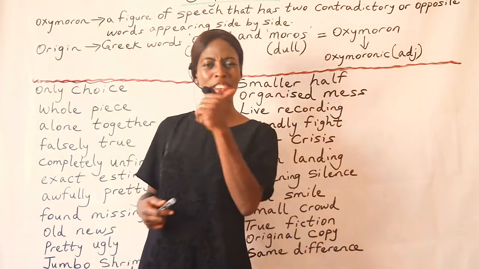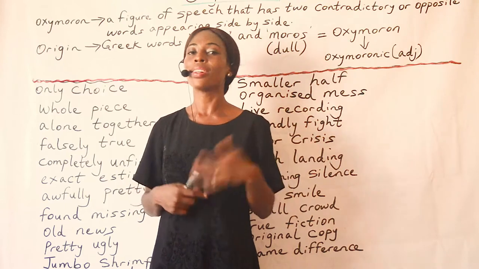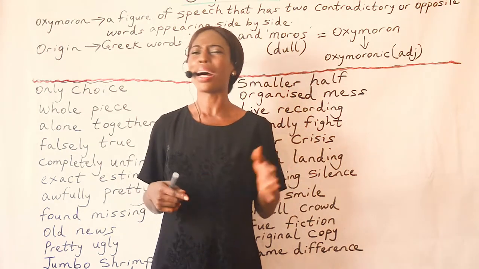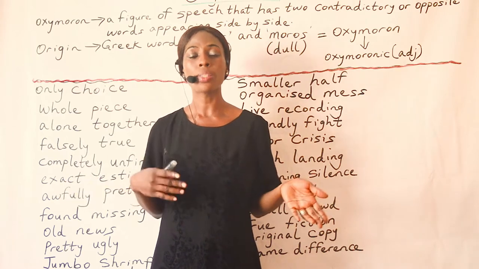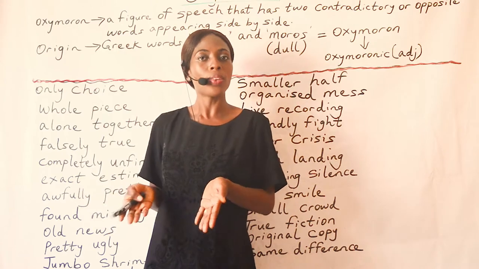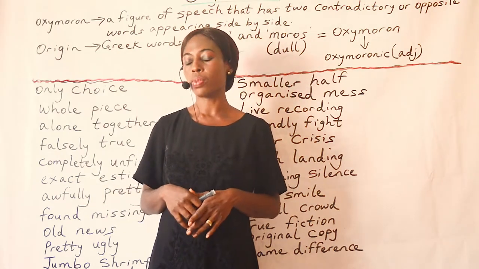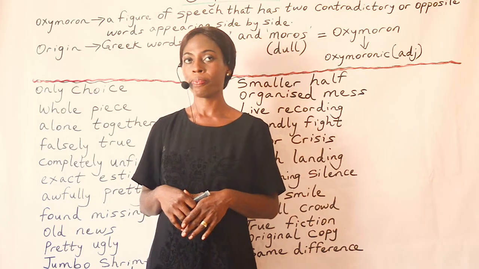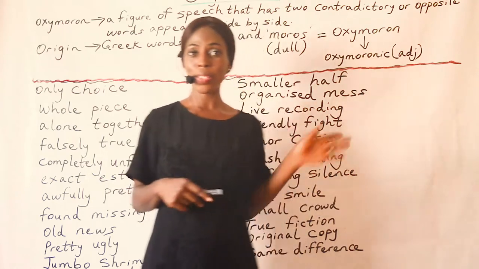Another we have is terribly good. The girl is terribly good. Is she terrible or is she good? You choose one. Terribly means something that is bad, that is not good. Yes, it's the opposite of the word good. So having terrible or terribly and good together in a sentence is oxymoronic. English is funny. Okay, we've gone through 12. Let's look at another 12.